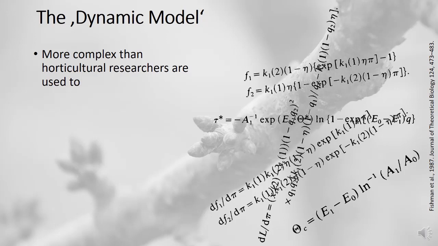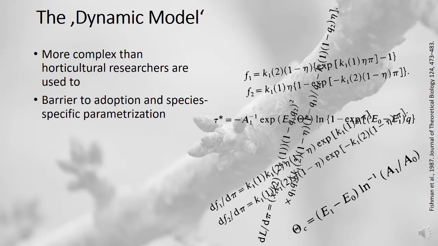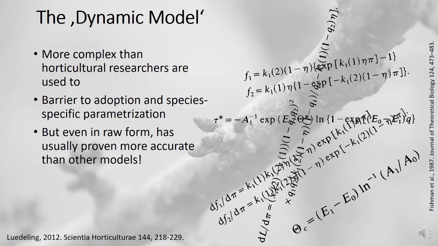It's very difficult to read and to understand. I certainly did not succeed when I tried, and it has been a huge barrier to adoption and to species-specific parameterization of the model. Usually there are these activation energies and constants and rate constants that we should fix. We should determine them for each cultivar and each species, but that hardly ever happens because the model is so complex.